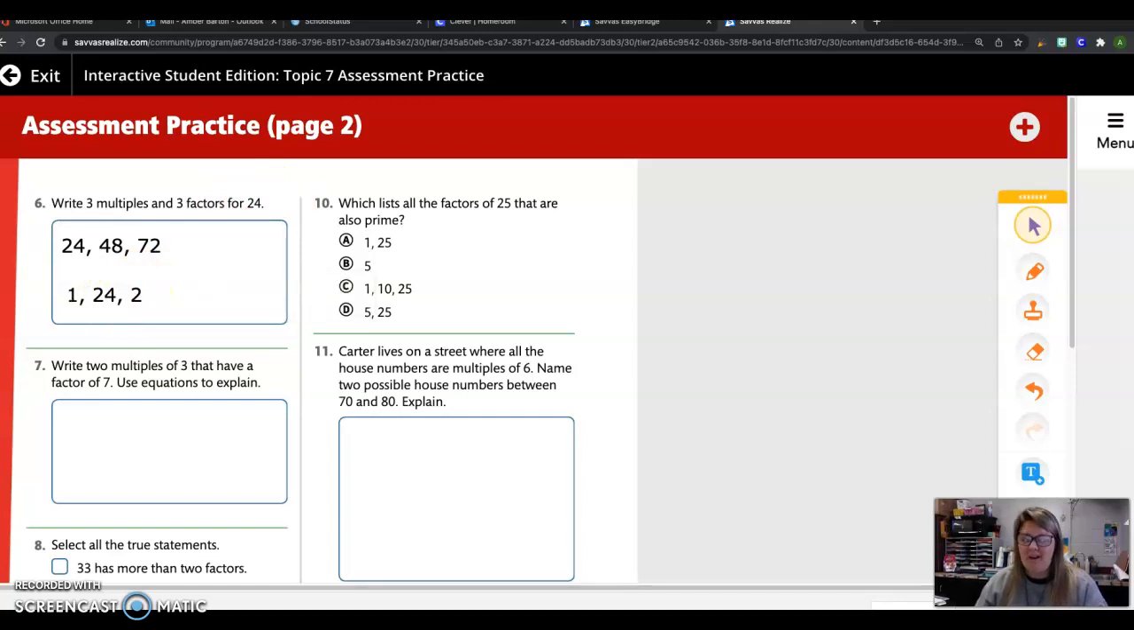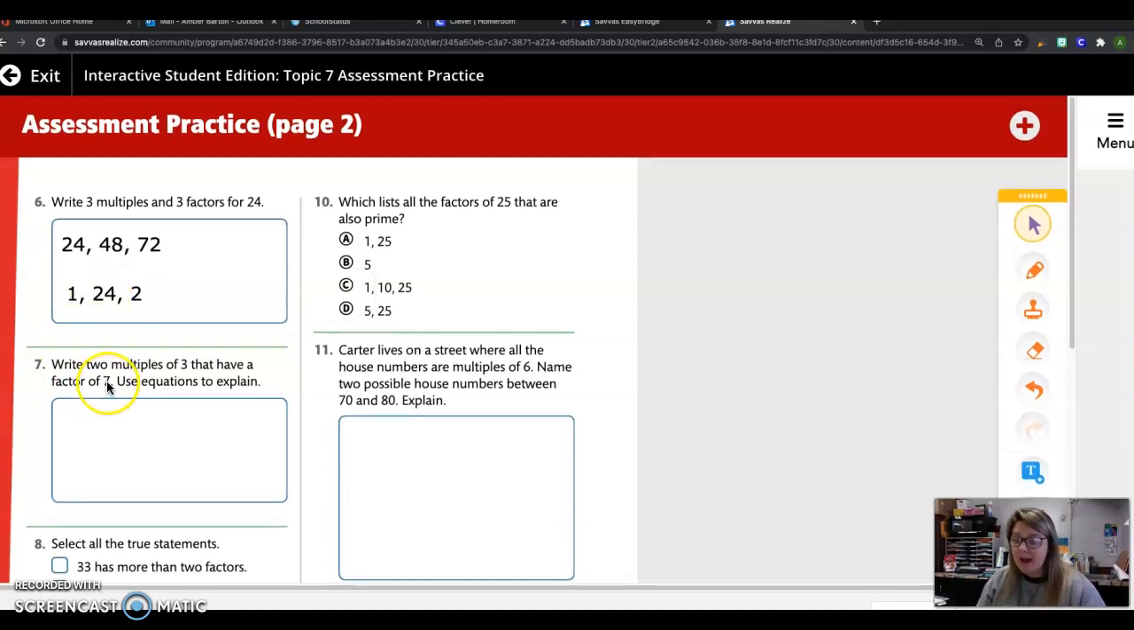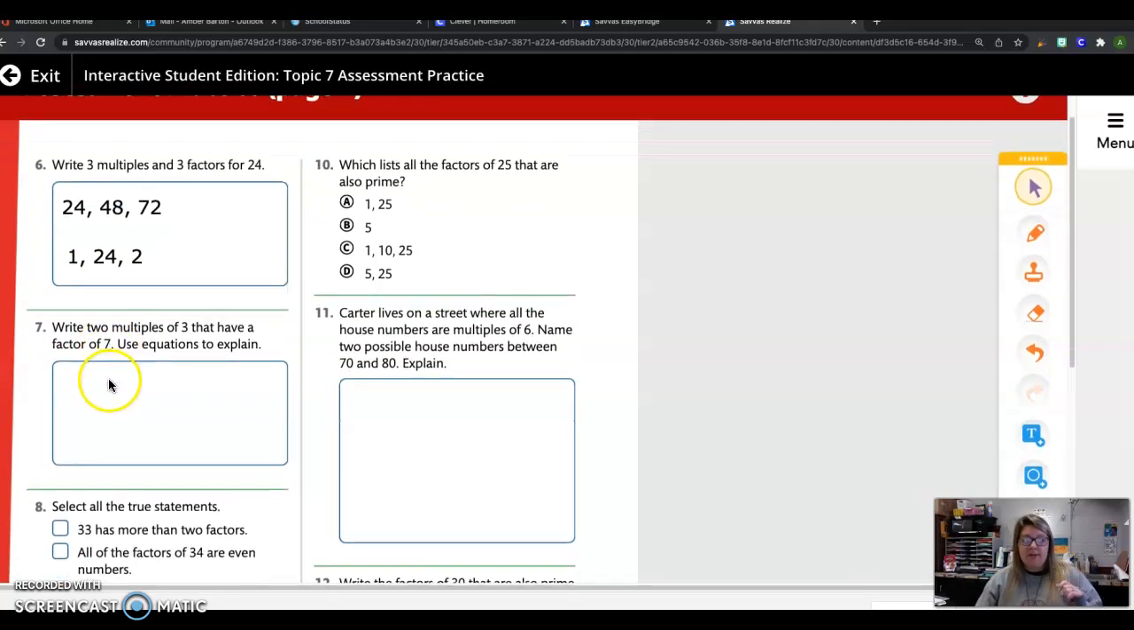Can I stop here? Yes. It does not ask me to list out 3 factor pairs. It does not ask me to list out all of the factors. It just says list out 3 factors of 24. And that is what we have. So we can stop here and we can move on to number 7.